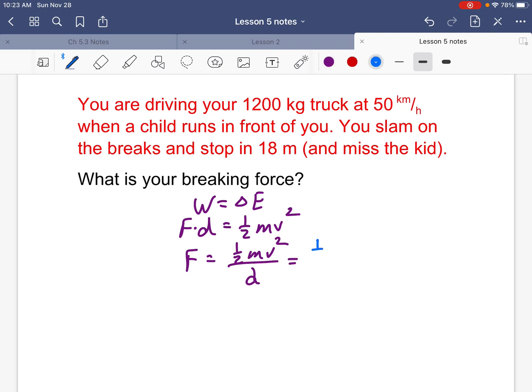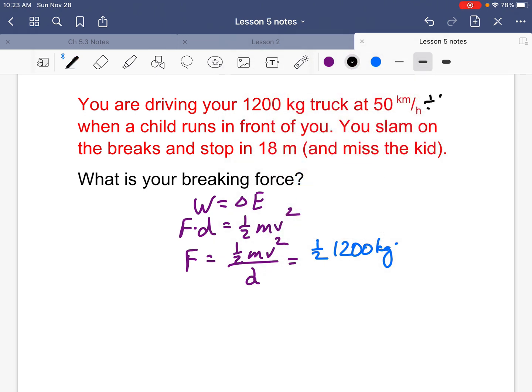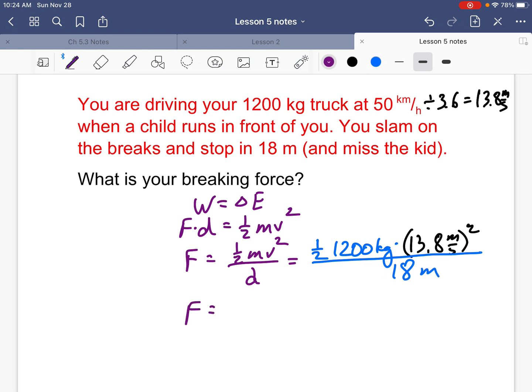Now I feel like rearranging the equation right now, whatever. So it's 1/2, the mass is 1,200 kilograms. Orange is the back color, sorry. My apologies, talking to myself. Divide by 3.6, because it must be in meters per second. We get 13.77, which is 13.8 meters a second. All that divided by the distance, 18 meters.